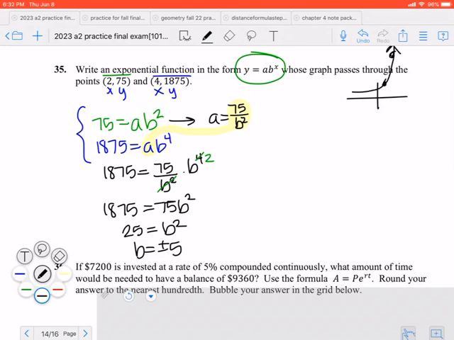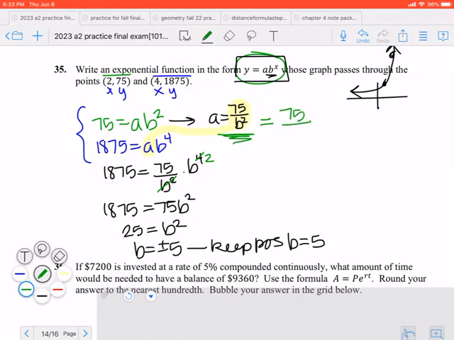So this is a growth function. So our base for an exponential is not going to be negative. So we're going to disregard the negative one and just keep the positive one. So b is equal to 5. Now we know b is equal to 5. I'm going to come back over here and plug in the b as 5. So that'd be 75 over 5 squared, or 75 over 25, which is 3. So a is 3, b is 5.